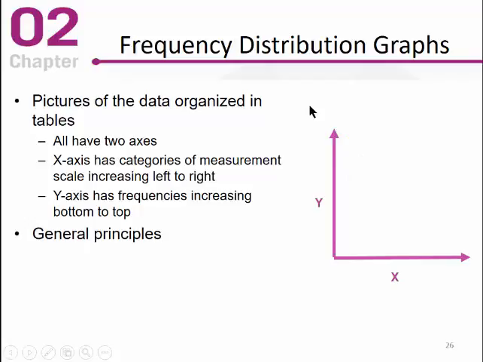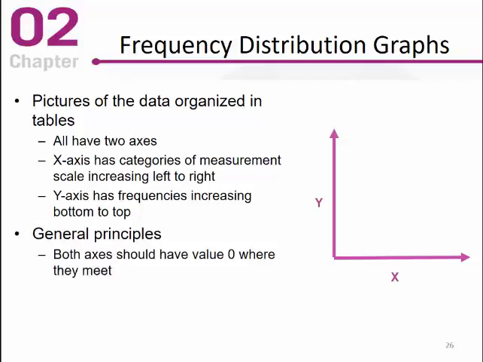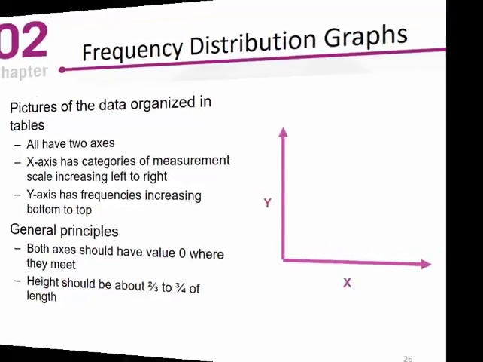The general principles are that both axes should have a value of 0 where they meet, and then usually when we draw them, and we're just going to do a lot of rough drafts in this class, the height should be about 2/3 to 3/4 of the length.